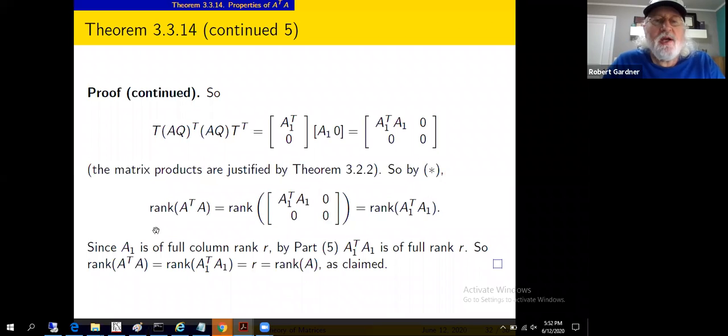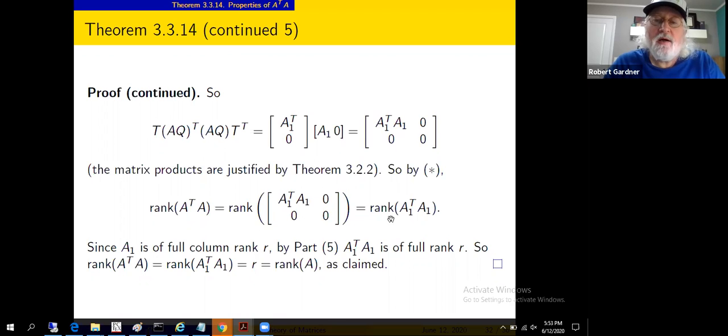So by the star equation, the rank of A transpose A is the same as the rank of this, which is the same as the rank of this. The rank of this partitioned matrix, think of it in terms of dimension of the column space. There are no contributions by columns over here with the zeros. So the rank of this matrix is determined by the columns of the first part. No contribution by the zeros added down below either.